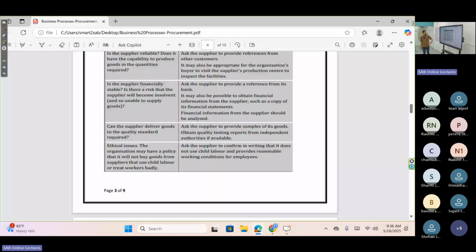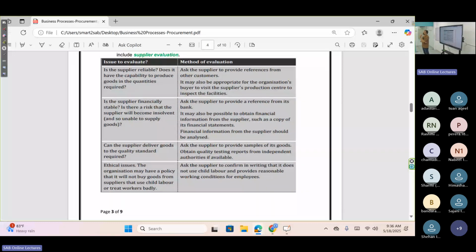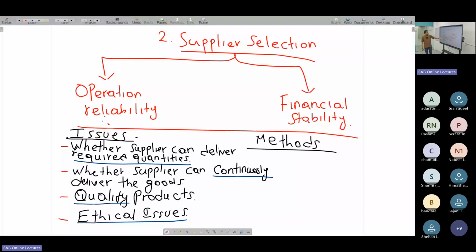When you are selecting the supplier, again, two things you should consider: operational reliability of the supplier and financial stability of the supplier. That operational reliability and financial stability can be interpreted as these 4 points. Here you can see whether the supplier can deliver required quantities. What is the method of evaluation? One method I will write here; the detailed version you can see in the tube. Method of evaluation: reference from the supplier's other customers.